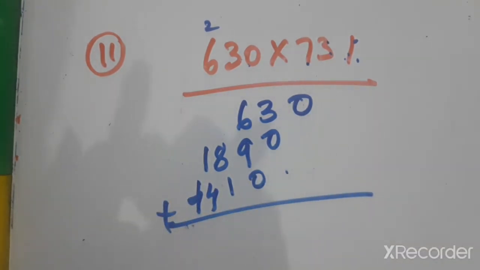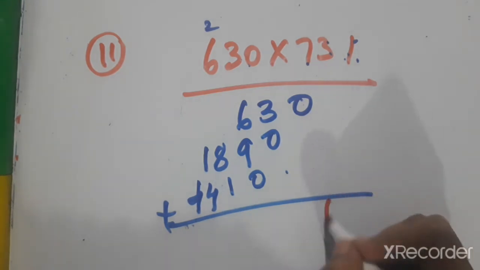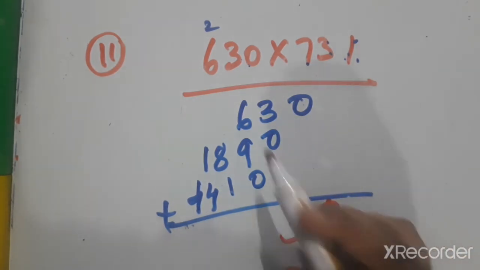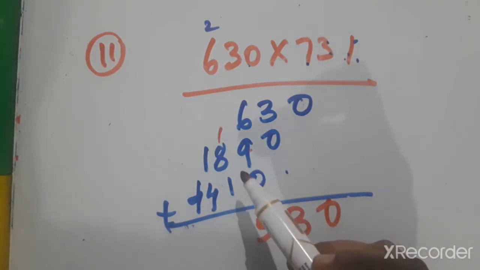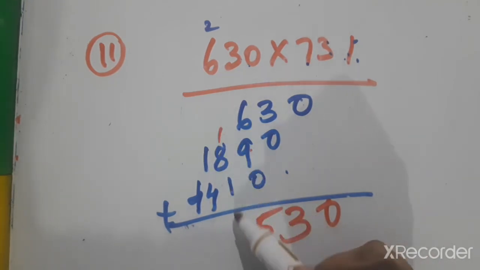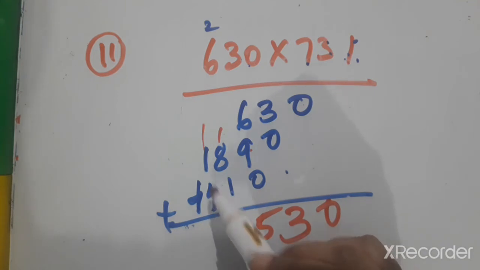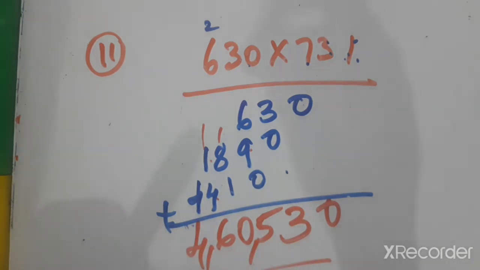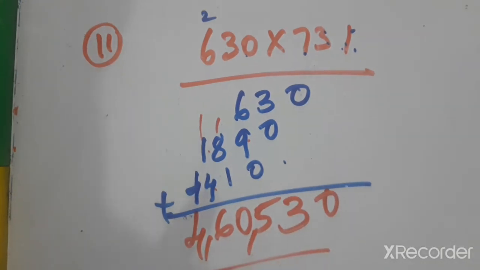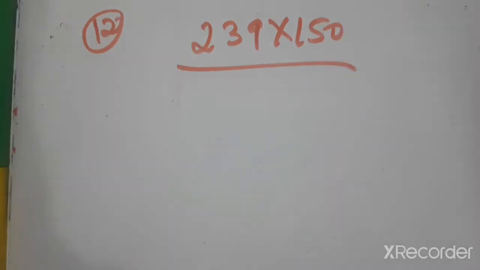Now find the total of this. 0. 3 plus 0 is 3. 6 plus 9 is 15. So 5, 1 carry out to next place. 1 plus 8 is 9, 9 plus 1 is 10, 0, 1 carry out to next place. 4 plus 1 is 5, plus 1 is 6. And this 4. Answer is 4,60,530.